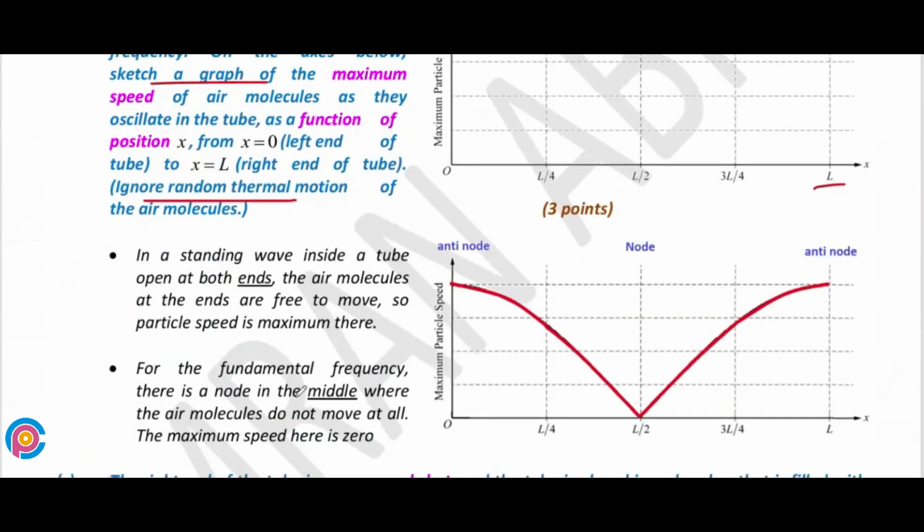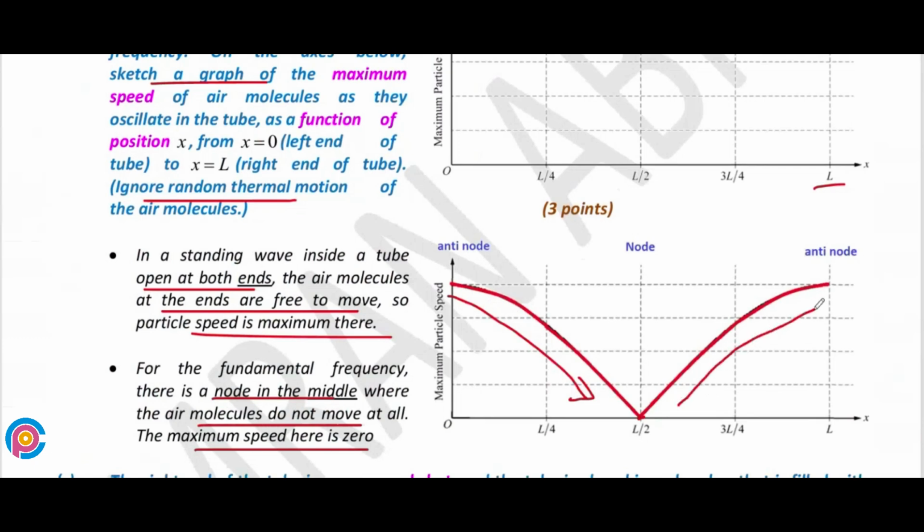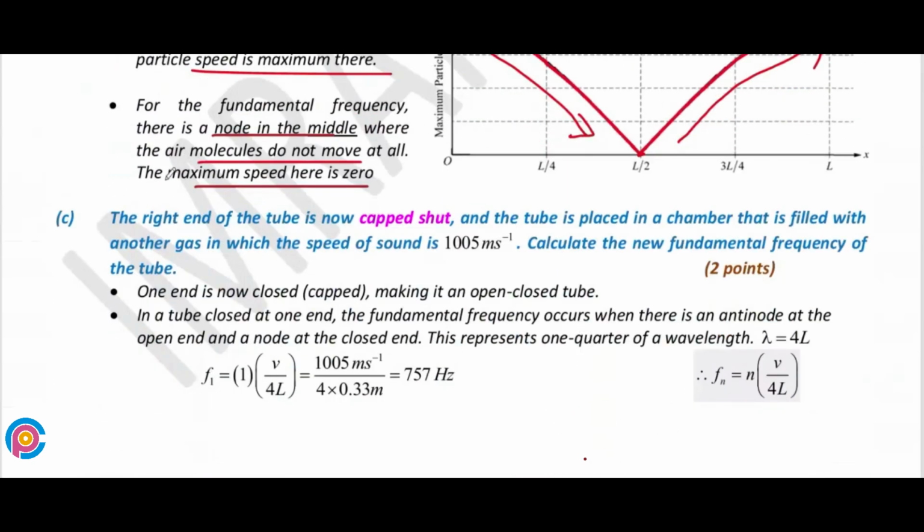If we see the standing wave inside the tube open at both ends, the air molecules at the ends are free to move, so particles have maximum speed there. For the fundamental frequency, the node is in the middle, where the air molecules don't move at all. So the maximum speed at the center is equal to 0. We see a gradual decrease in the speed toward the center, where its speed is 0. Then toward the other end its speed increases again. Okay, that's the answer.